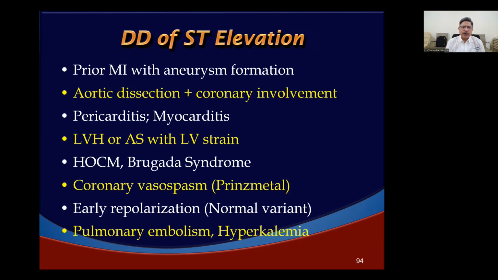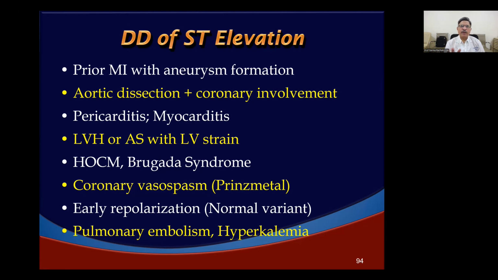What is the differential diagnosis of ST elevation? If you see an ST elevation, a myocardial infarction is the first diagnosis. Prior MI with aneurysm, aortic dissection with coronary involvement, pericarditis, myocarditis, LVH, aortic stenosis, LV strain, HOCM, Brugada syndrome, Prinzmetal angina, coronary vasospasm, early repolarization, normal variant, pulmonary embolism, and hyperkalemia. If you see ST elevation, you must consider all these things.